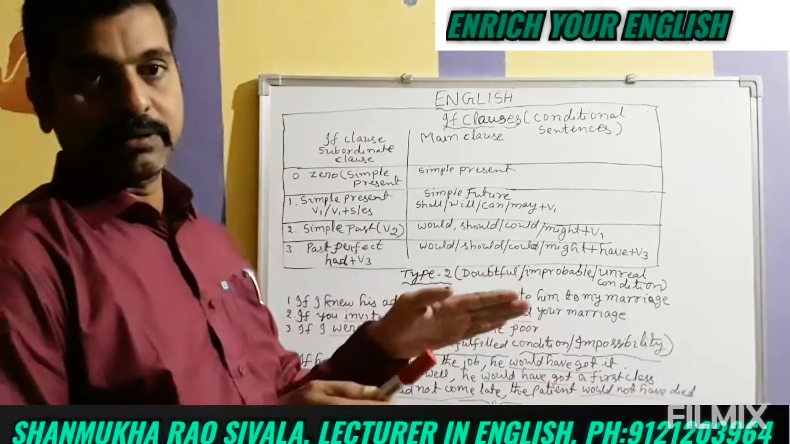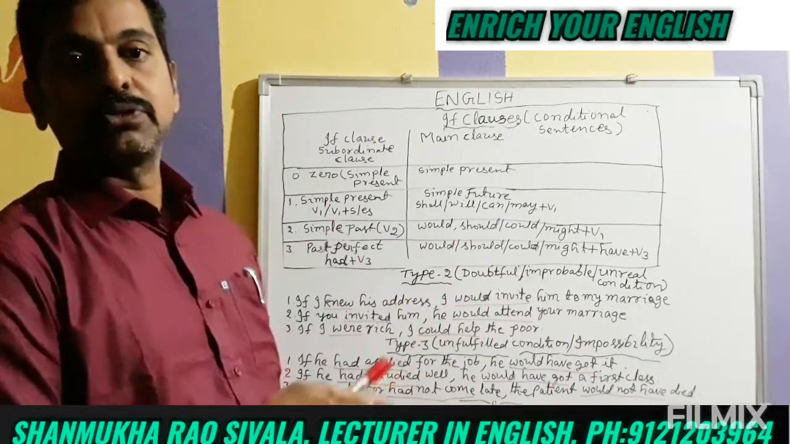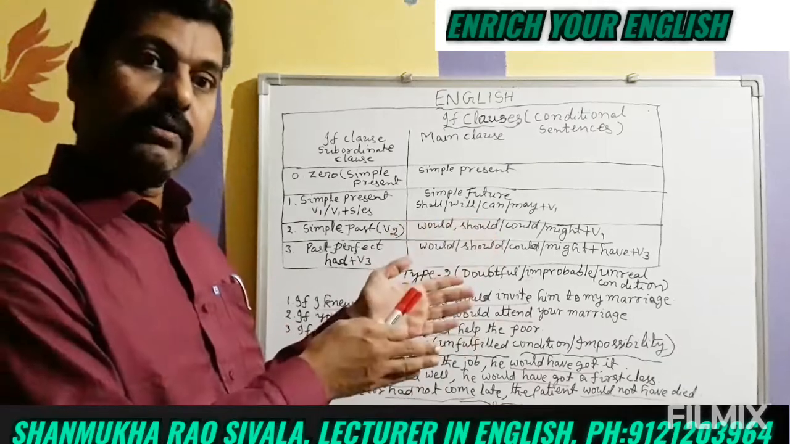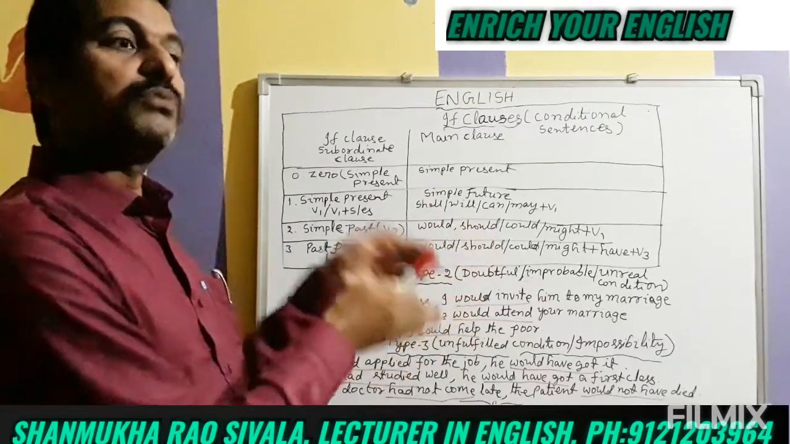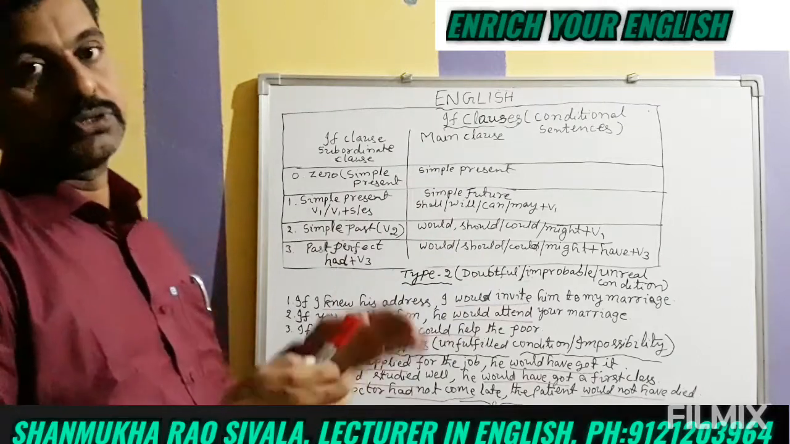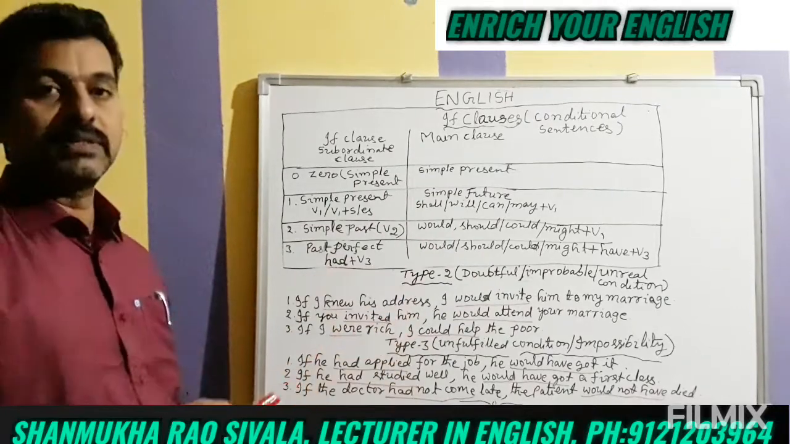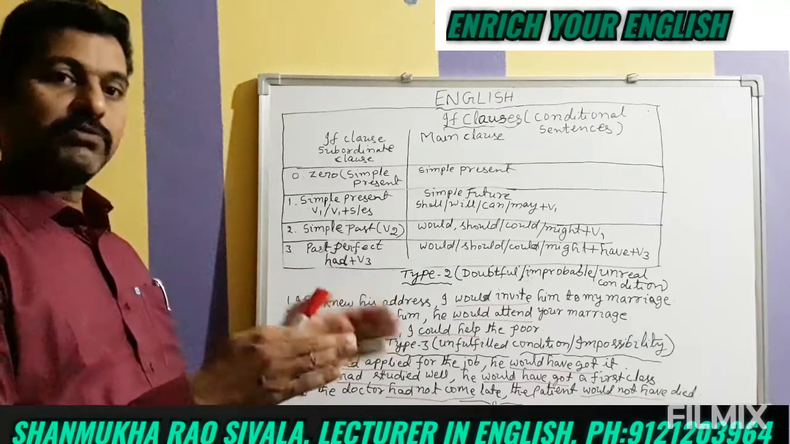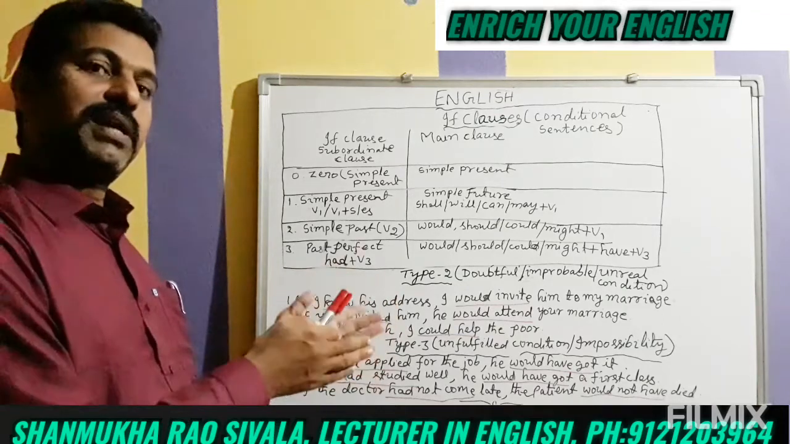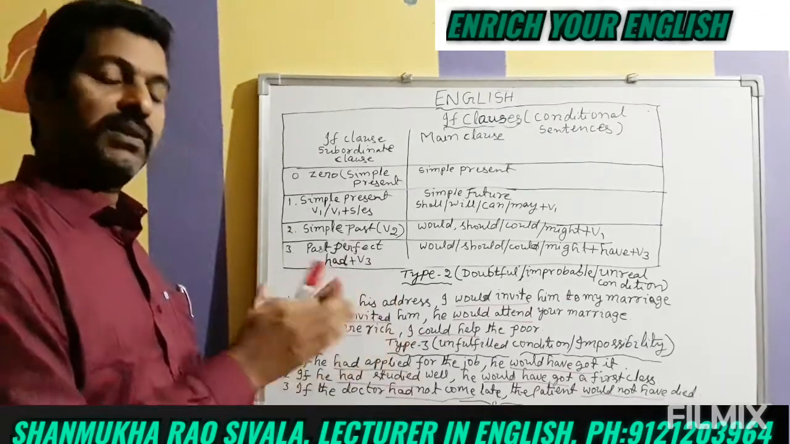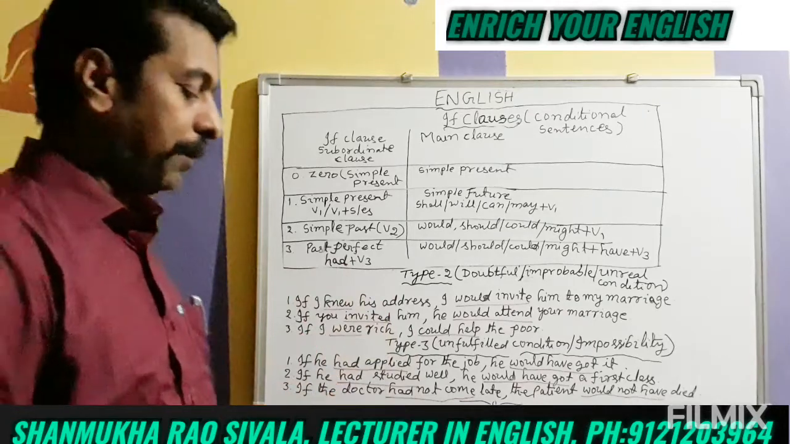The doctor came late, that's why the patient died. So that's why if the doctor had not come late, had come early, the patient would not have died. So this is how we use if clauses. Very easy friends. Once or twice if you watch the video, you can understand the if clauses. You can use them quite easily, simply.